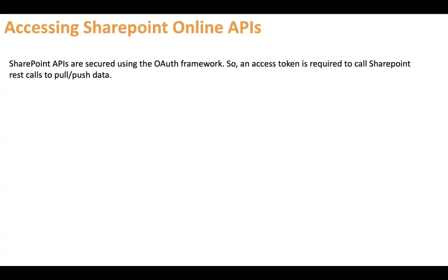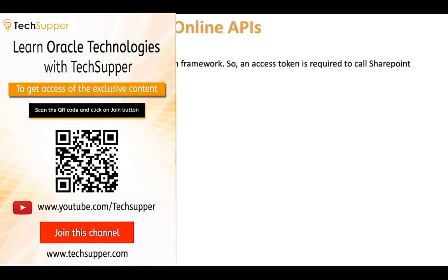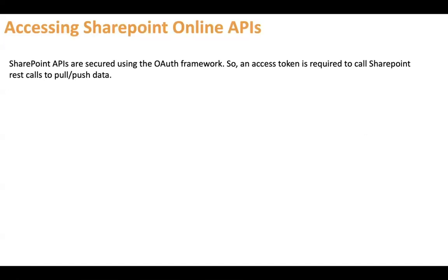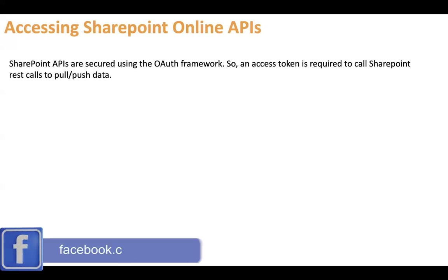The first thing, guys, is you have to understand that for all the SharePoint APIs, whether it is to upload a file, create a list, get the list metadata, whatever API of SharePoint you want to use, you have to use an authentication mechanism. SharePoint APIs are secured using the OAuth framework. So an access token is required to call any SharePoint API, whether you want to push data to SharePoint or pull data.